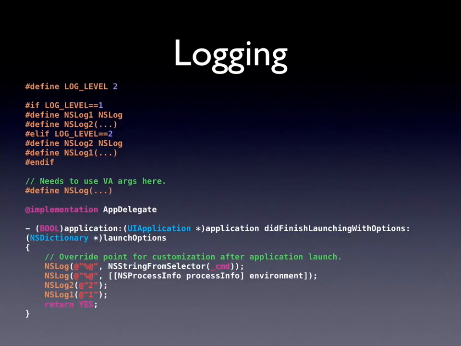The next thing you can do, and this is what I was talking about before when I said you create schemes with different logging levels, and how you can do that in code. This is one way. I've just defined log level up there. Normally you'd read it in from your build settings or something. And in the code, you will have a normal NSLog that gets logged all the time. And then for level 2, you call it NSLog2. For level 1, NSLog1, etc., etc.